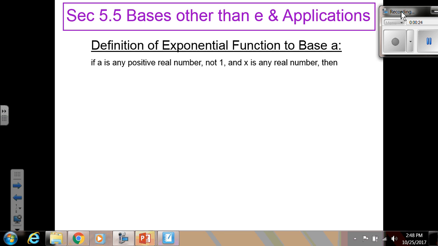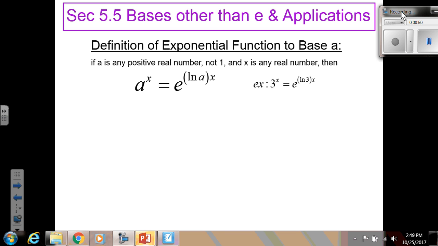All right, our definition of an exponential function to base a. Remember that a is any positive real number that's not 1, and x is any real number. So if that's the case, then a to the x is equal to e raised to the power ln of a times x. For example, 3 to the x is the same as e to the ln of 3 times x.